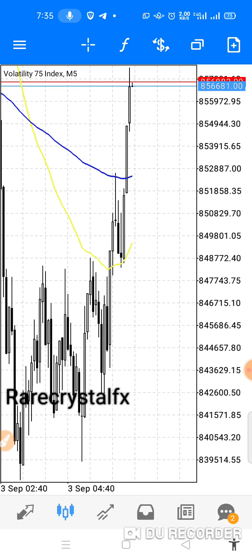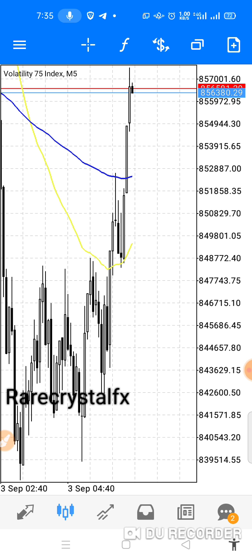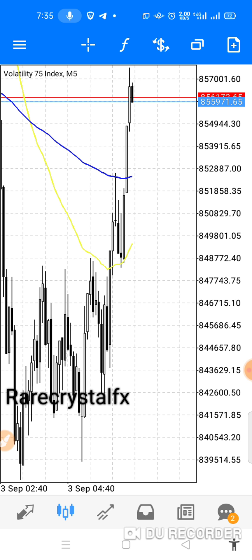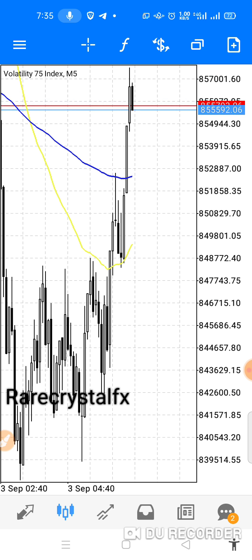Okay, so now this is the volatility 75 index. Let's assume you want to trade this pair, you don't understand price action. They've been talking about trend lines, you don't know how to draw a trend line. They've been talking about breakout and retest. Say, must I know all these things before I trade this, before I make money from it? Okay, calm down.